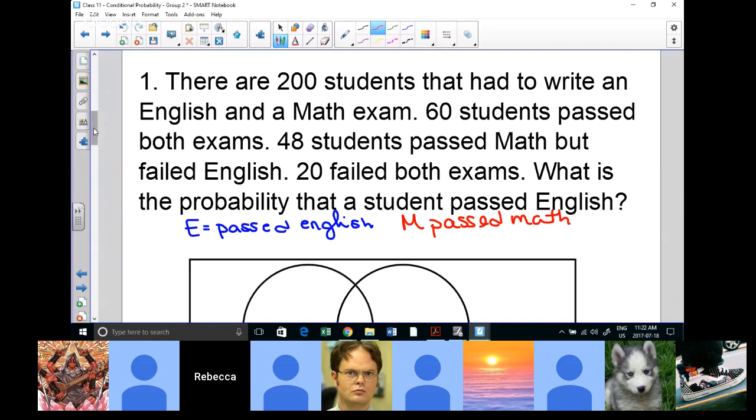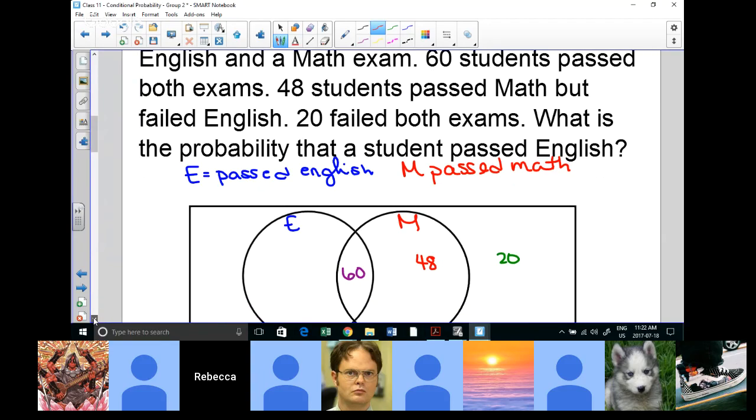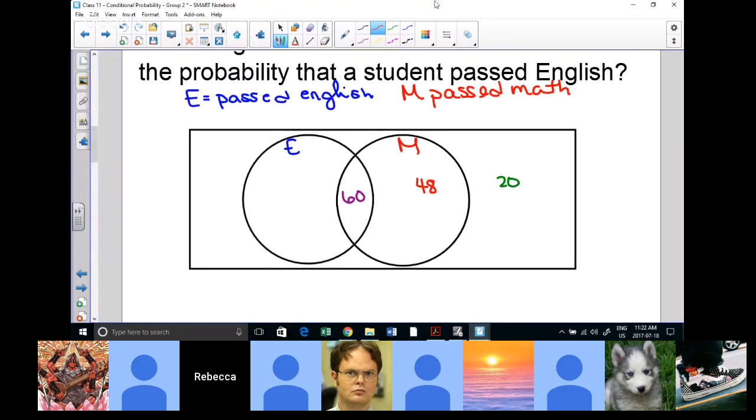So now we're going to figure out how we can fill this out. So we have 60 students passed both exams. So we always start with the intersection if we're given it. 60 passed both exams. 20 failed both exams, so 20 goes on the outside. "48 students passed math but failed English," meaning that that is just the M. I know that there are 200 people total. So if I subtract the 60 and the 48 and the 20, that will give me the students that passed English but didn't pass math. So 200 minus 60 minus 48 minus 20 gives me 72 in there.